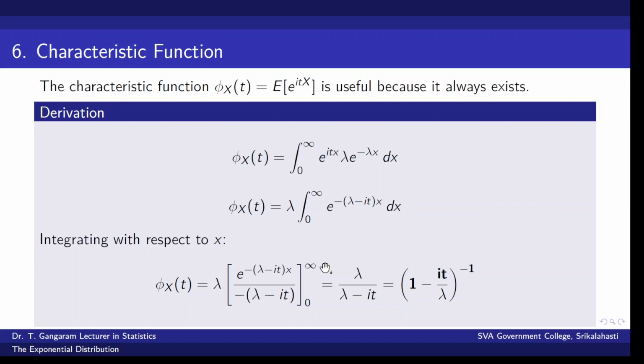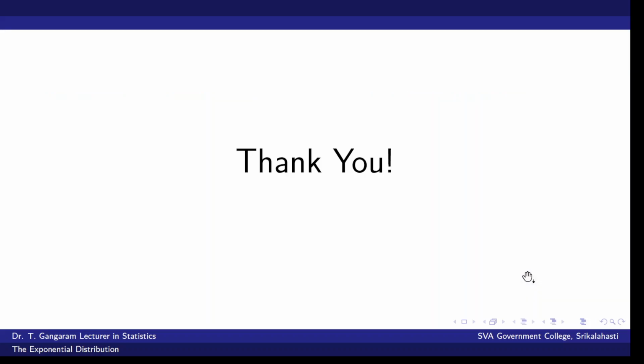By substituting the upper limit, the first term becomes 0, and from the second term it is also 0, so the numerator becomes 1, and lambda remains here. Lambda remains, lambda by lambda minus it. Minus lambda gets cancelled, and lambda by lambda minus it is also given by 1 minus it by lambda whole power minus 1. Thank you.